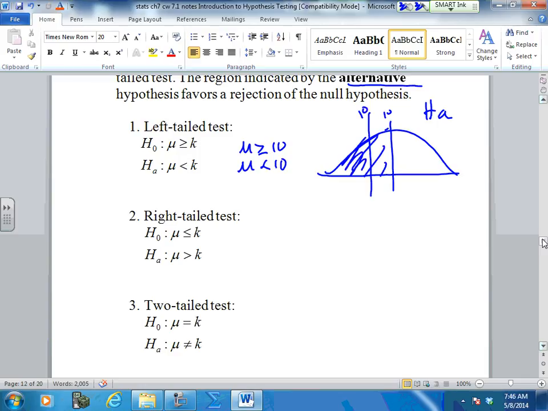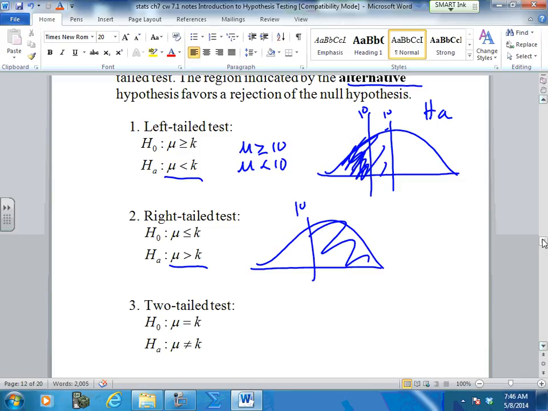We're looking at this part right here, less than. We're always following the tail of the HA. If it says greater, we're going the opposite way. If this is where 10 is, we're going the opposite way. If it's a two-tail test, it's an equal, and we have two tails. We put it in the middle. So depending on which way your HA is, depends where you test.